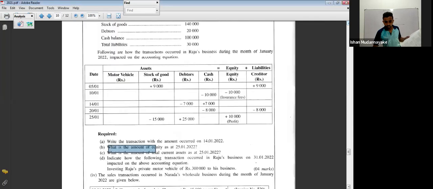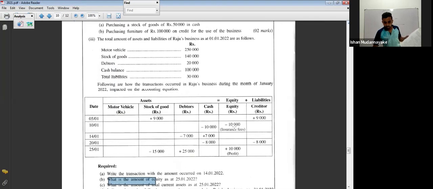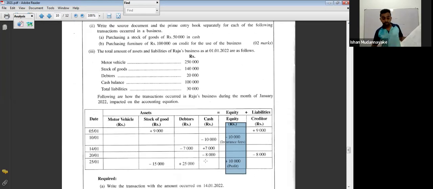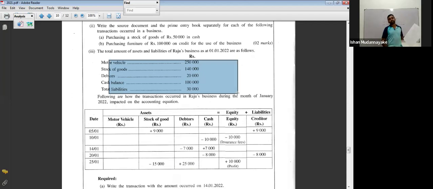Total amount of equity: minus 10,000 plus 10,000, then yes, 0. Because of this transaction, the equity balance change is 0. But you need to look at the opening balances. From opening balances, you need to calculate opening equity of the business. Then how to calculate opening equity? Opening assets minus opening liabilities.